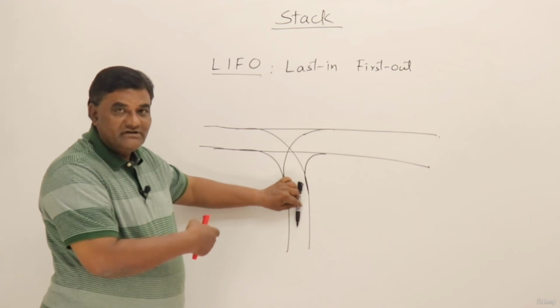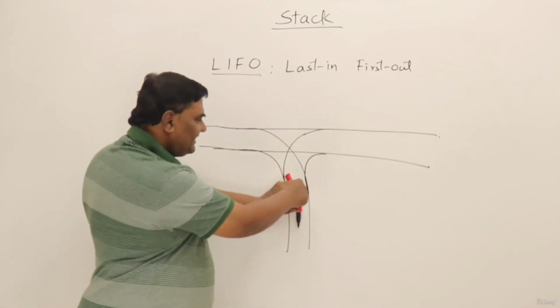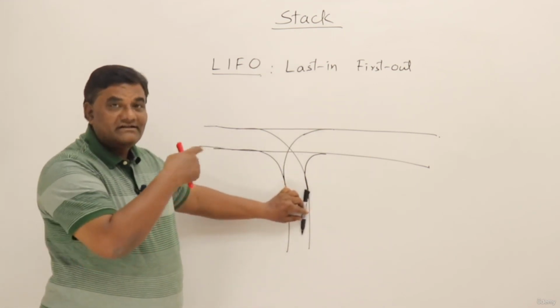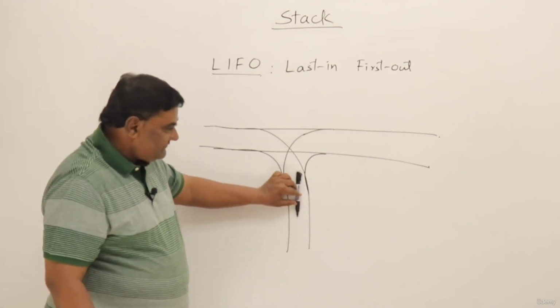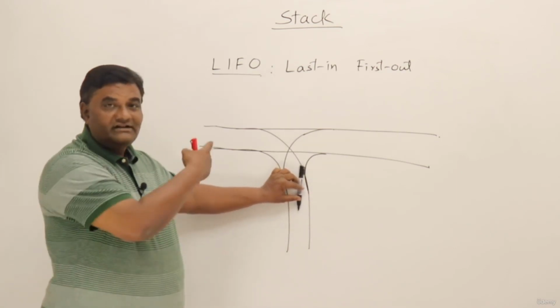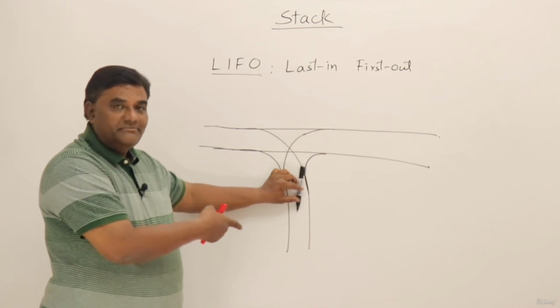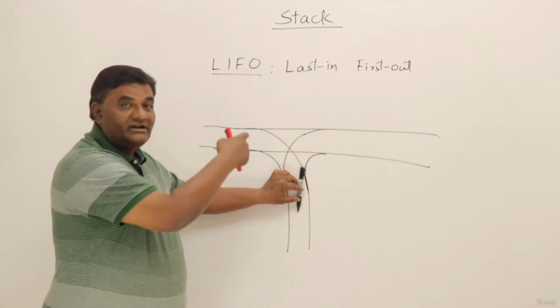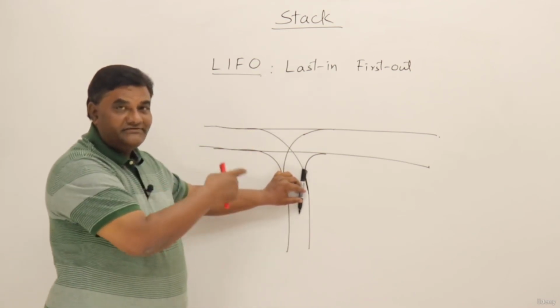The engine entered first, and suppose the last cabin was inserted at last. Now when I take out from this one, who is coming out first? That last cabin. Then when will the engine come out? At the last. So the last cabin that was inserted will come out first.